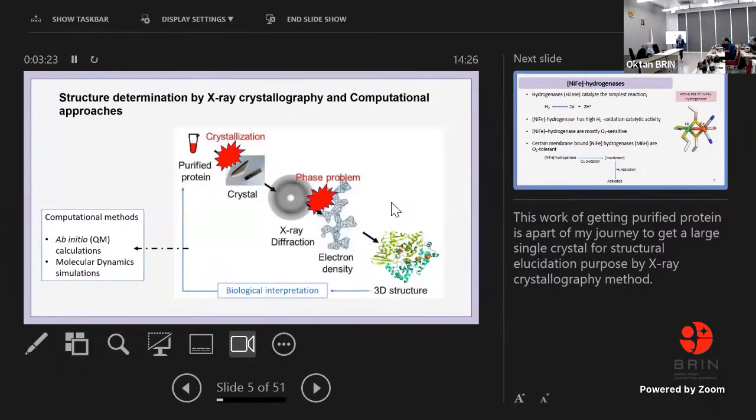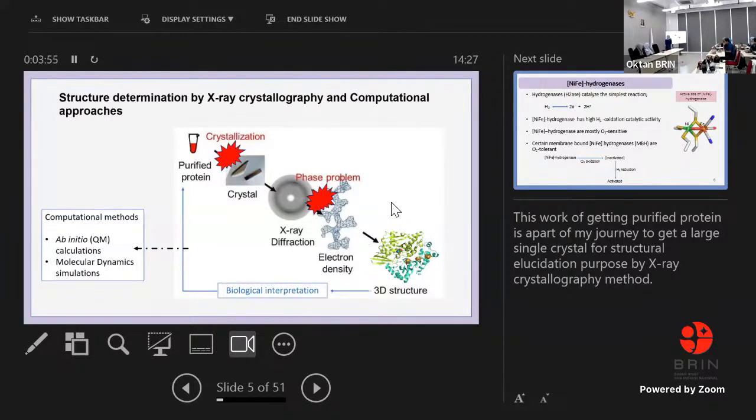So when we talk about structure determination by X-ray crystallography, or if we add another approach, which is a computational approach, this is basically the method that is involved. Okay, so it's not straightforward. You don't just get the crystal, shoot the crystal, and get the 3D analysis.